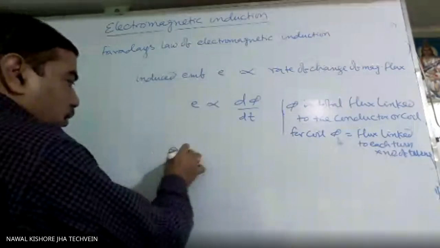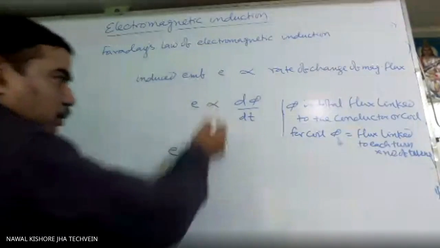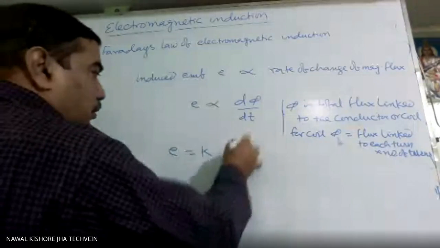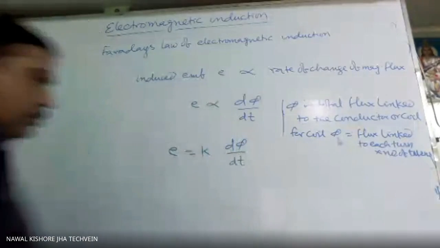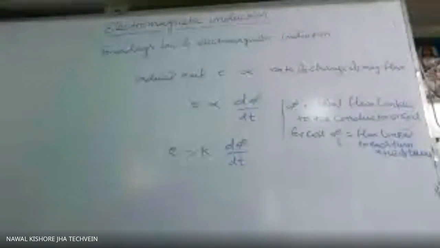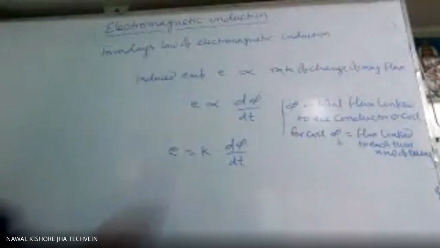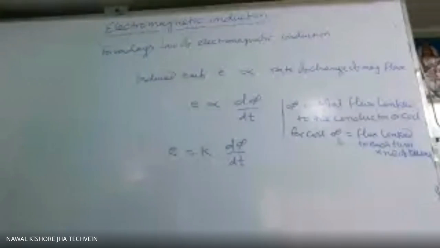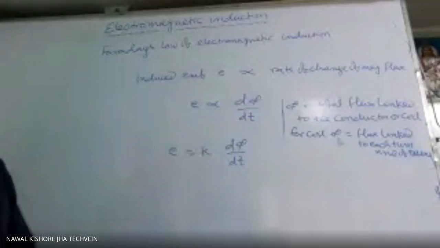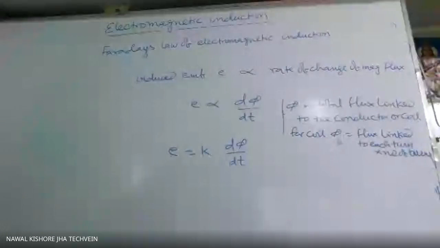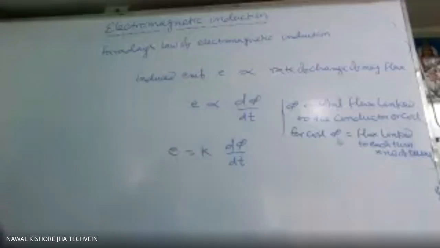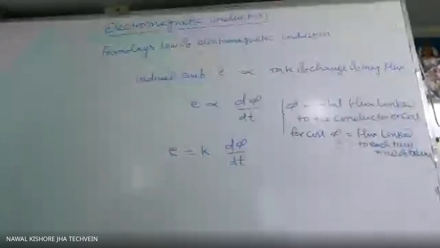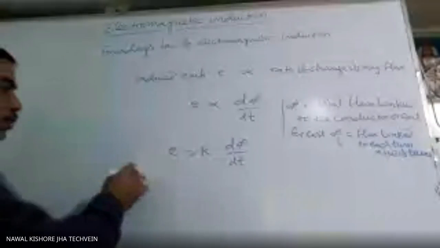Now when we remove the proportionality, we have to give a constant. We are giving a constant K. Now the unit of flux is selected in such a way that the value of K is always 1. The unit of EMF was already decided beforehand. Electromagnetic induction came afterwards. So the unit of flux was selected in such a way that the value of K is always 1.